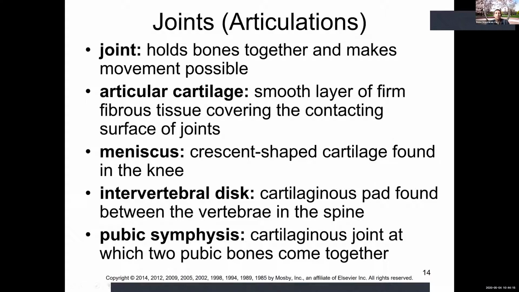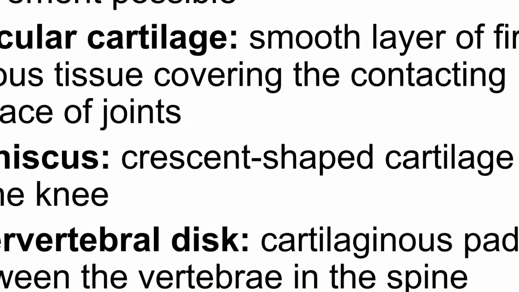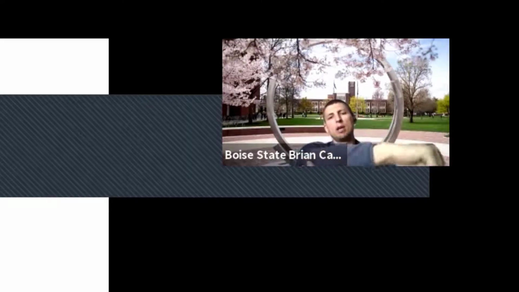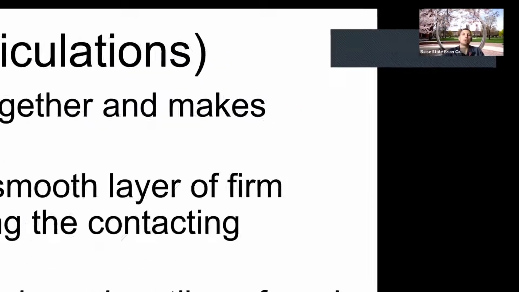that it holds bones together and makes movement possible. So that's, again, just looking at anywhere you've got a bendable part of your body, that's made possible by a joint. So you've got bones that are coming together and meeting up, yet they're not stiff, like bone to bone. You've got some type of articulation that allows them to move back and forth.